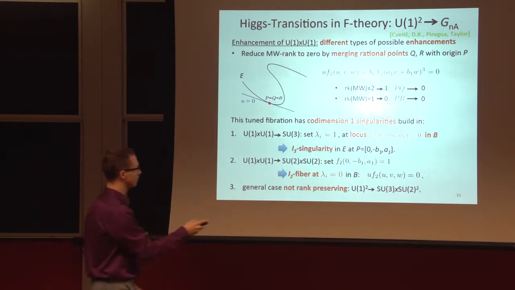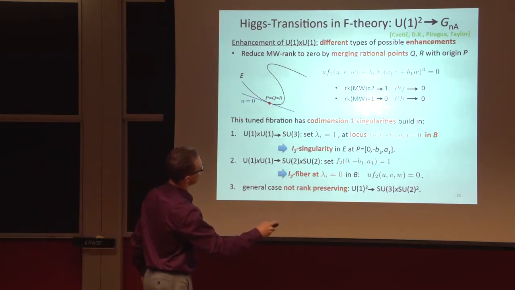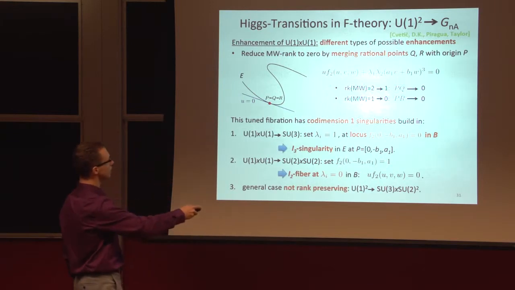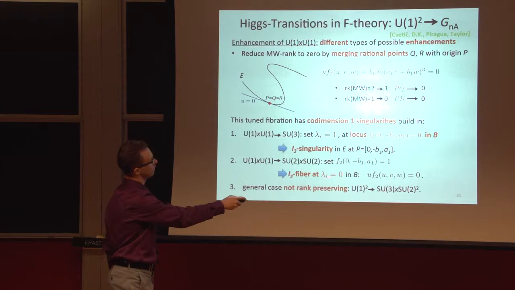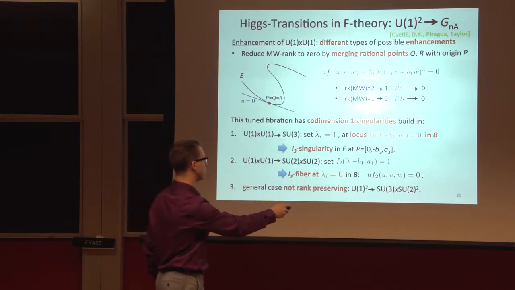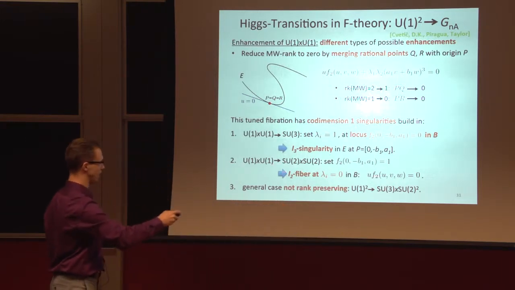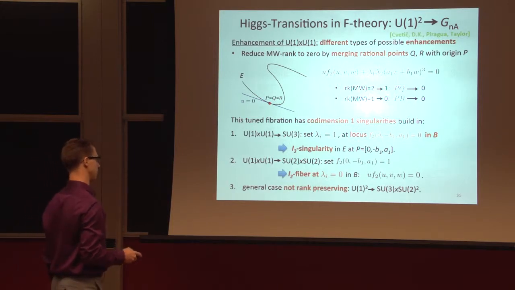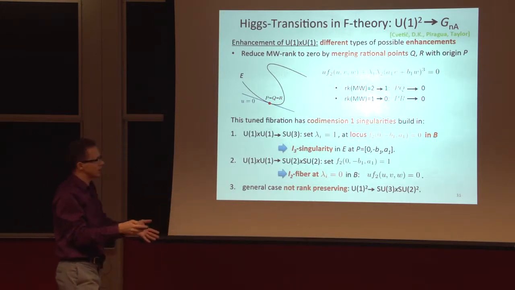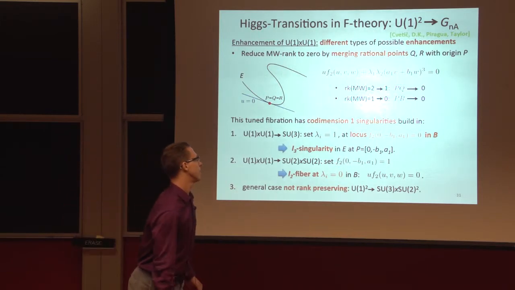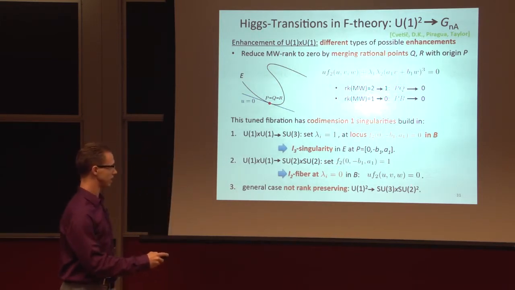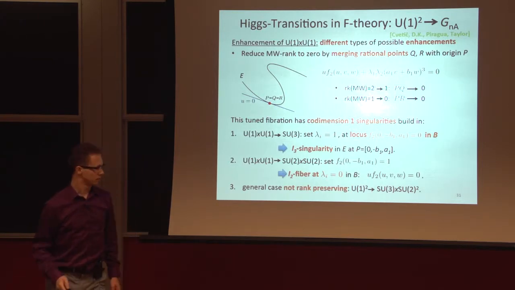So there's another case. When you set this polynomial here to 1, then you see that the fiber here becomes I2 whenever these polynomials lambda 1 and lambda 2 vanish. So this corresponds to an enhancement to SU2 times SU2. However, in the most general case, when all these polynomials can be non-vanishing, the generic Higgsing pattern or enhancement pattern will be to SU3 times SU2 times SU2.